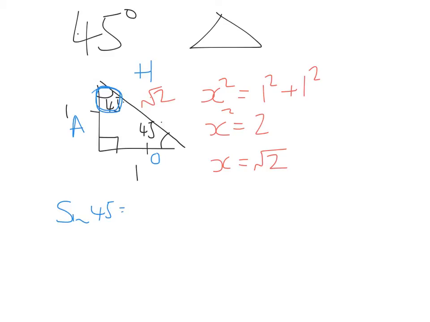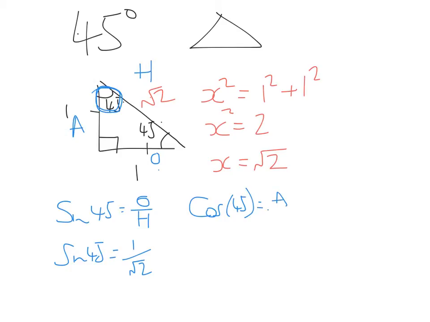is going to be equal to opposite over hypotenuse, and therefore here we find out that sine 45 is the opposite, that's 1 over the hypotenuse, which is root 2. For cosine, we know that cosine of that angle is equal to adjacent over hypotenuse, and in this case that means that cosine 45 is equal to adjacent 1 over hypotenuse root 2.